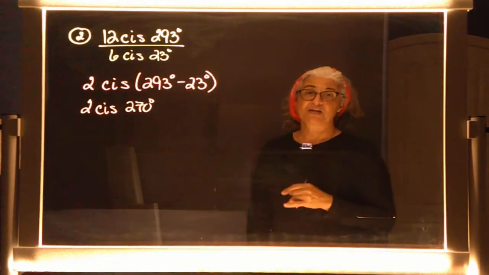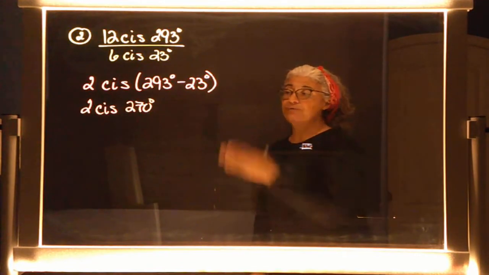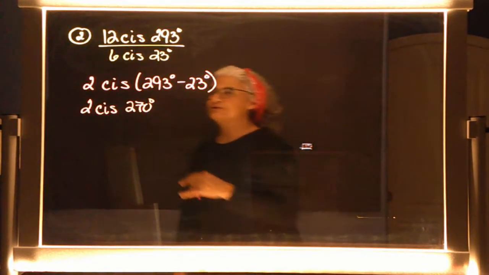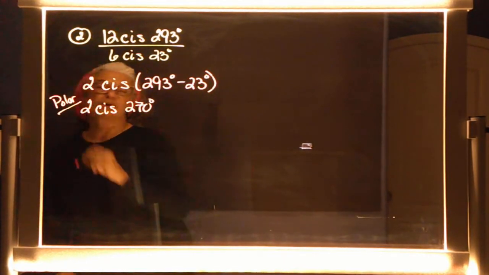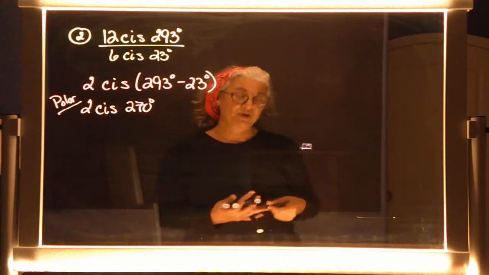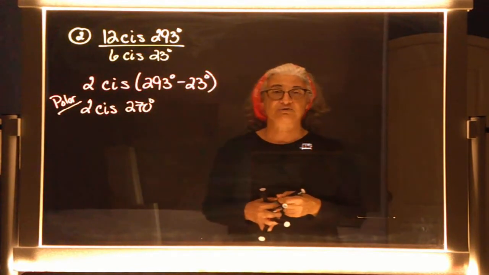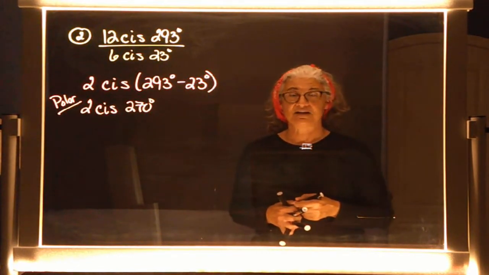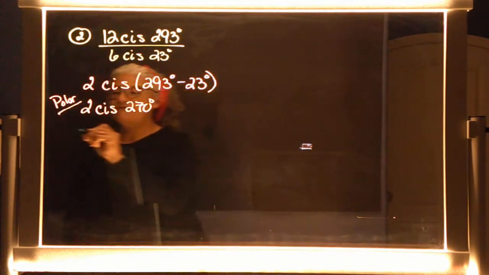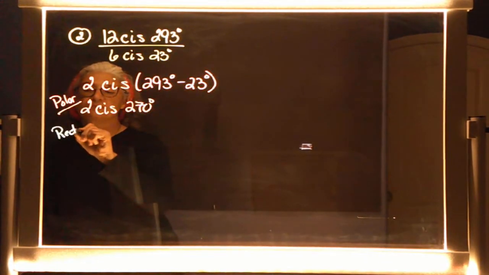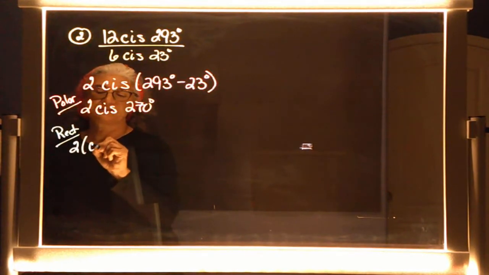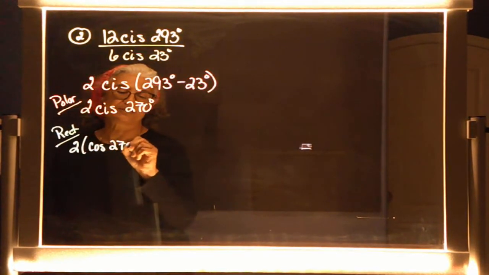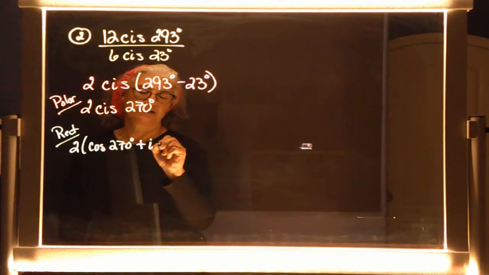With me? Now, if they want the answer in polar form, am I done? I certainly am, because this is a polar form answer, so that's no problem. But what happens if they want the answer in rectangular form? Am I done? You're right, I'm not. So, if they want the rectangular form, then we should write it out longhand, because it's easier for us visual people to see what we've got to do.